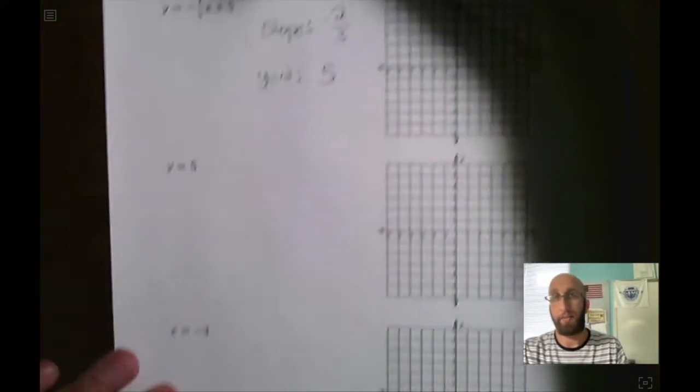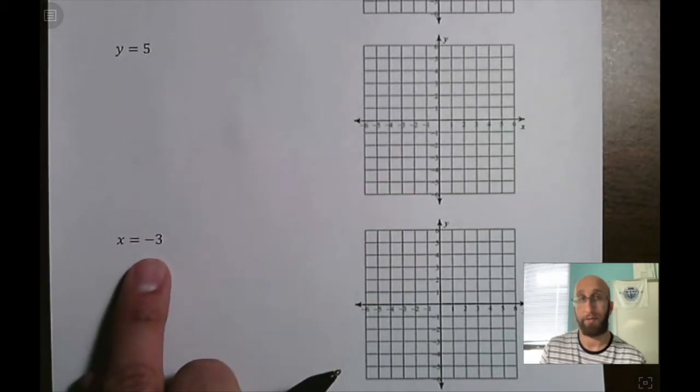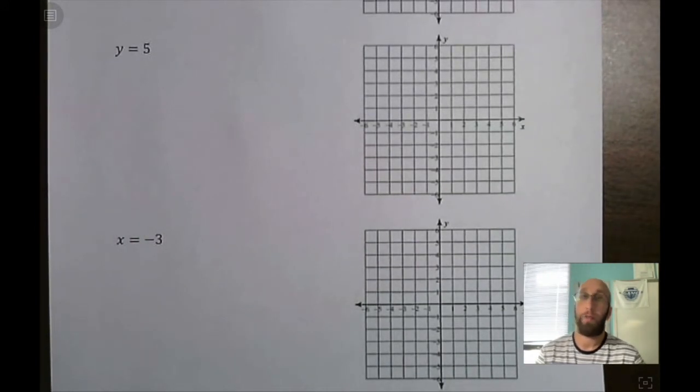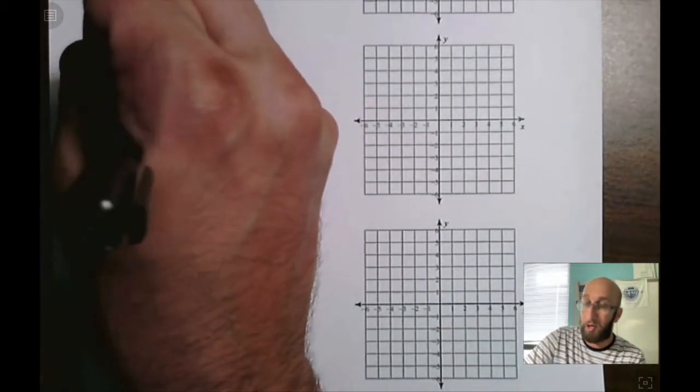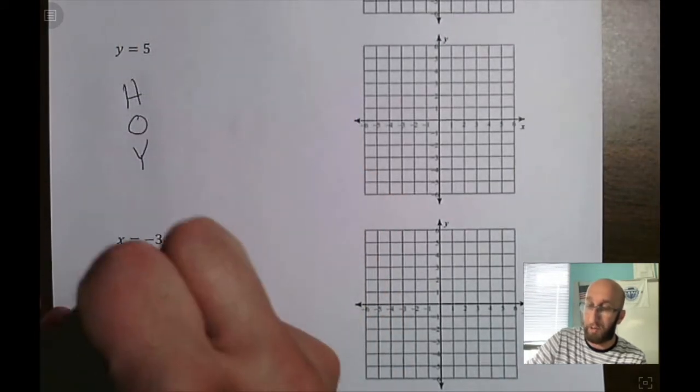Two special cases we're going to look at for the rest of this video. Horizontal and vertical lines. So I have y equals 5 and x equals negative 3. And again, I know they're lines. I know I'm supposed to graph them, but I'm like, shoot. I don't remember what I'm dealing with. Is it a horizontal line? Is it a vertical line? I'm not really sure.